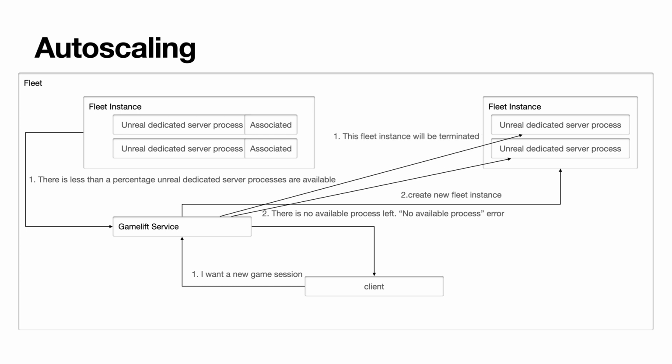When there is more than one VPC in which all Unreal dedicated server processes are not associated with a game session, auto-scaling will turn it off. When the GameLift service is going to turn off a VPC, it will trigger the process terminate event in the process parameter. We need to call quit server to quit the Unreal dedicated server process in 5 minutes, or an error will occur and the fleet state will turn to interrupted and no longer function.